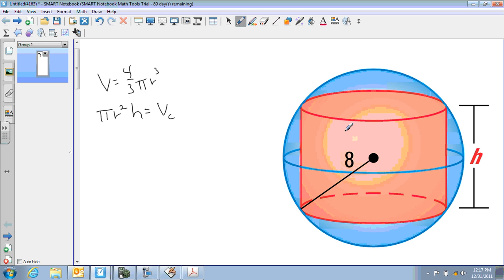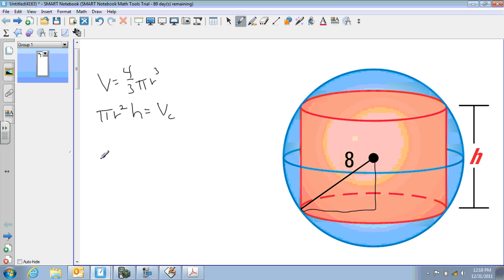Except what this is giving me is that the distance from the very center of the sphere, which would also be the center of the cylinder inscribed in the sphere, out to the edge here is 8. By using the Pythagorean theorem, I can figure out this right triangle right there. So I can use that to find the radius of my cylinder, which is going to be different than the radius of the sphere.